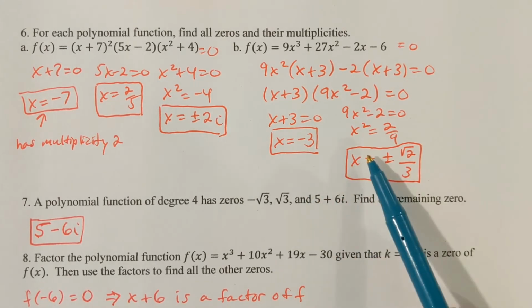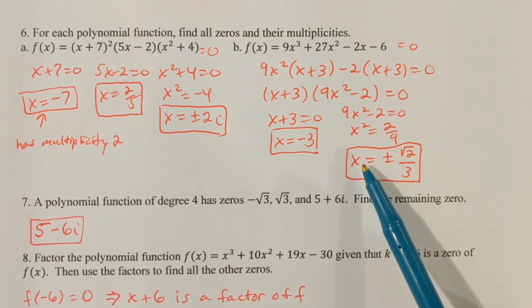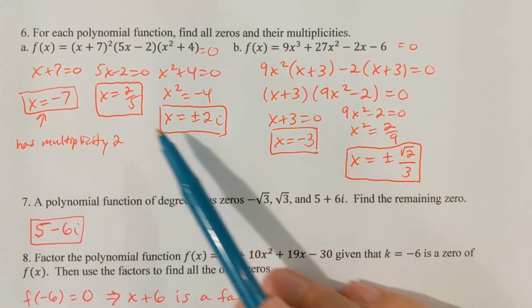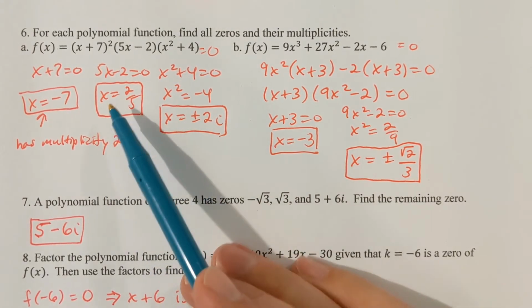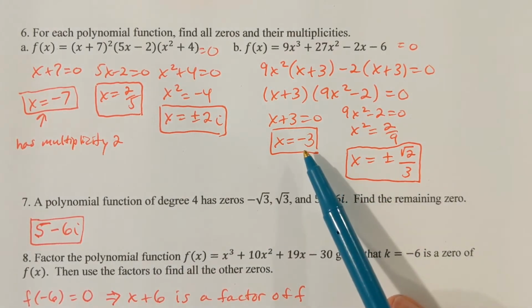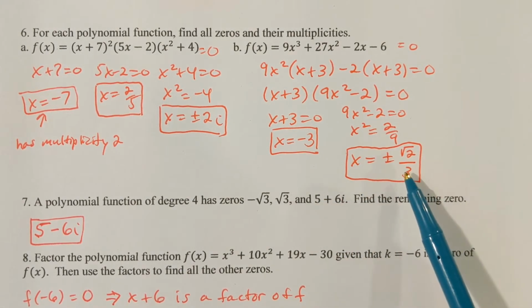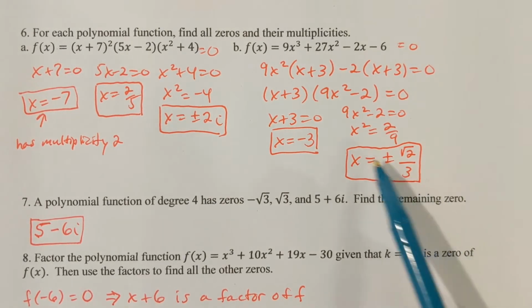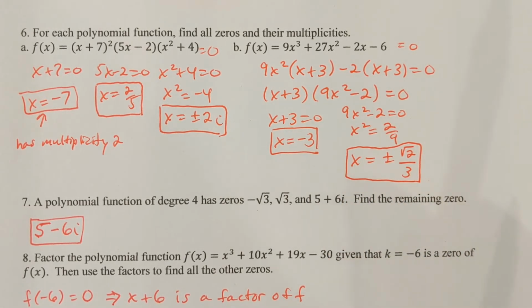All three of these are multiplicity 1, and we only indicate a multiplicity when it's not 1. Otherwise it's understood that it just occurred one time. So the three zeros here are negative 3, root 2 over 3, and then negative root 2 over 3. And we're just leaving everything in exact form as usual here.